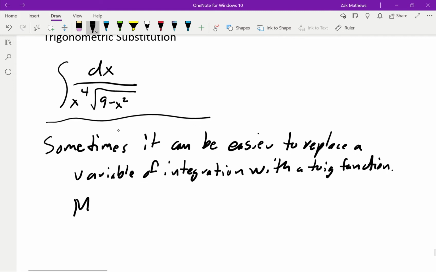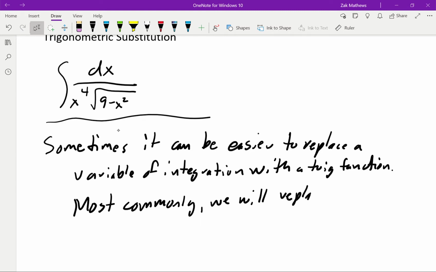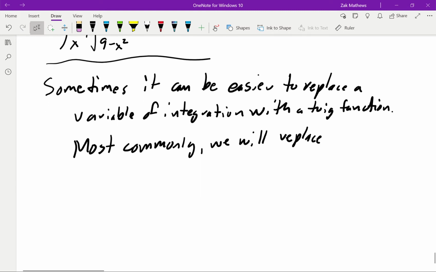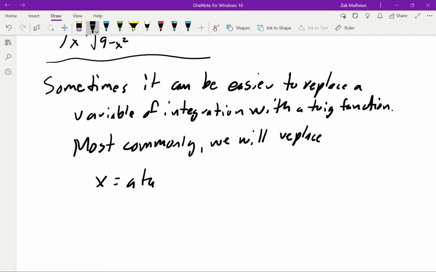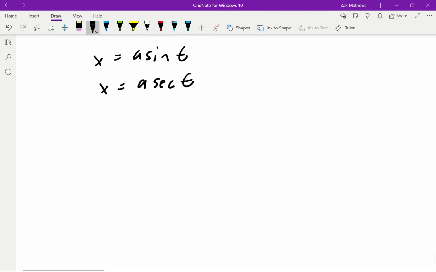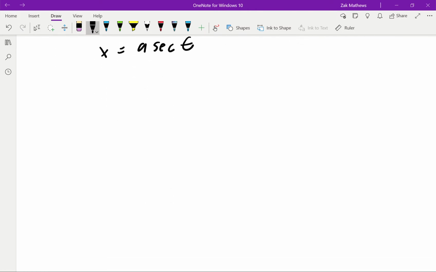Most commonly, we will make the replacements x is equal to a tangent theta, x is equal to a sine theta, x is equal to a secant theta. Let's think about why that would be. So I'm going to get a little theoretical here. Let's look at some pictures.